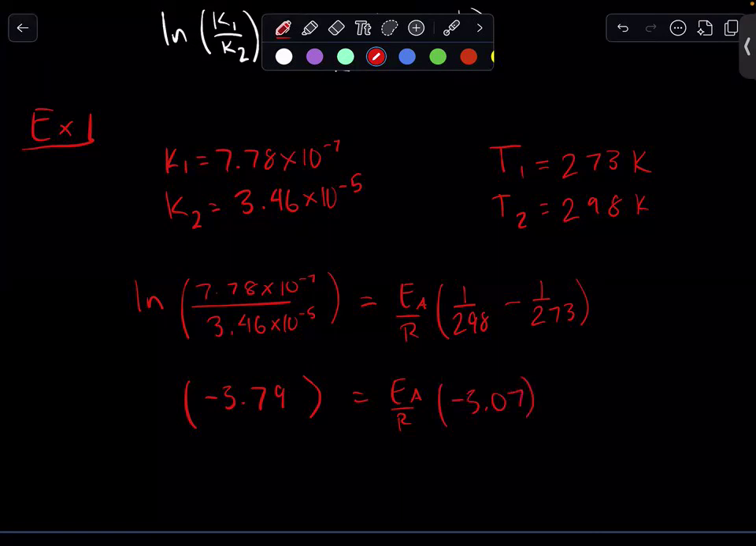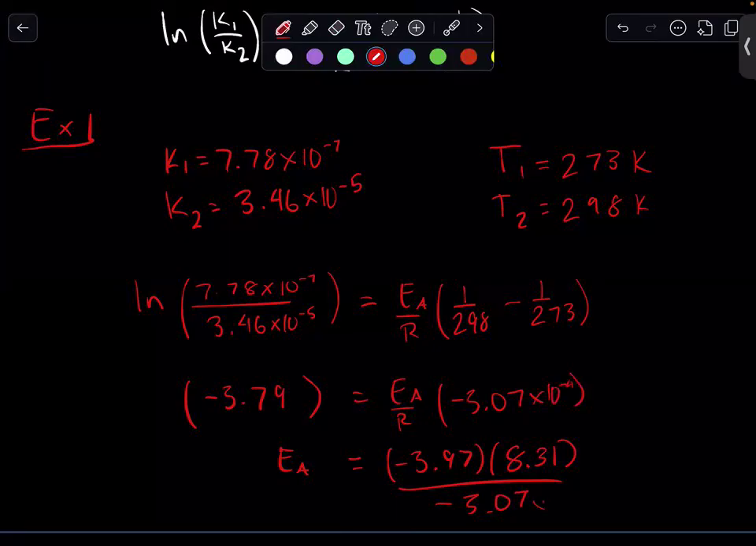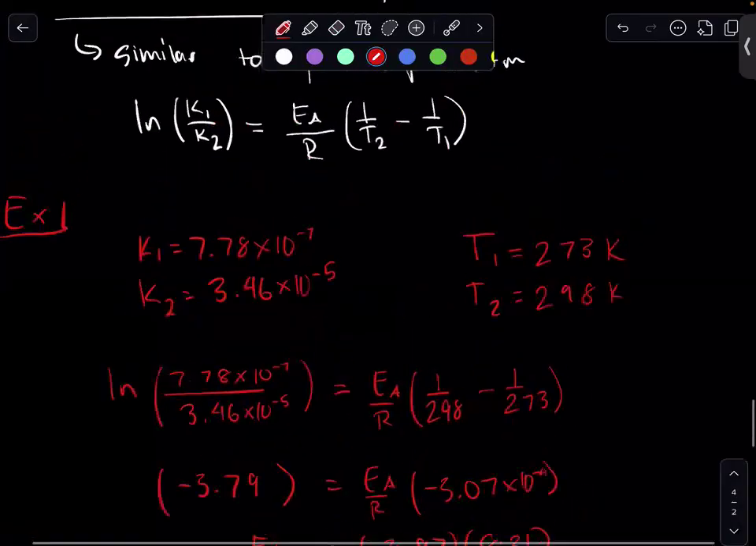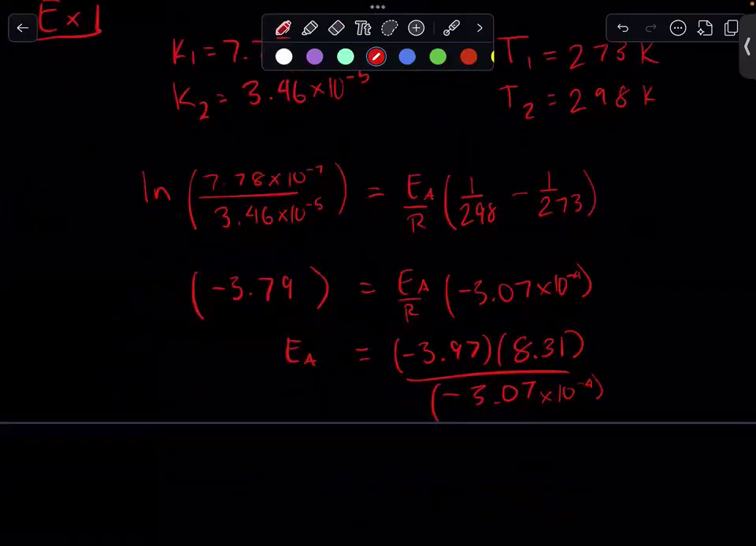What I will then do is bring those both to the other side and get our activation energy is equal to negative 3.97 times our gas constant, 8.31, all divided by negative 3.07. Sorry, I made a mistake here. It's 3.07 times 10 to the minus 4th. And solving for our activation energy, we find 1.02 times 10 to the 5th, and we know our units are going to be joules per mole.